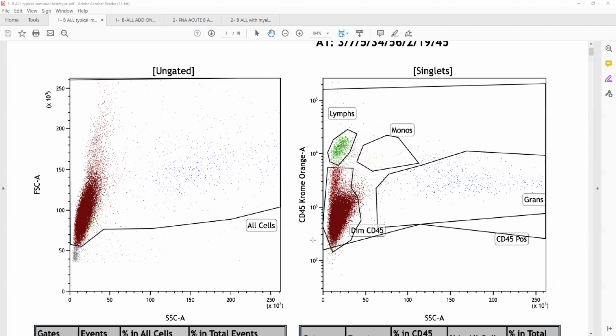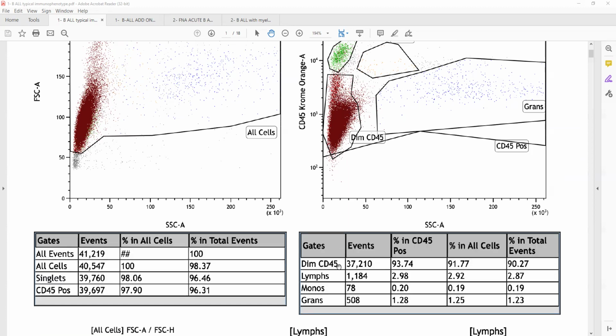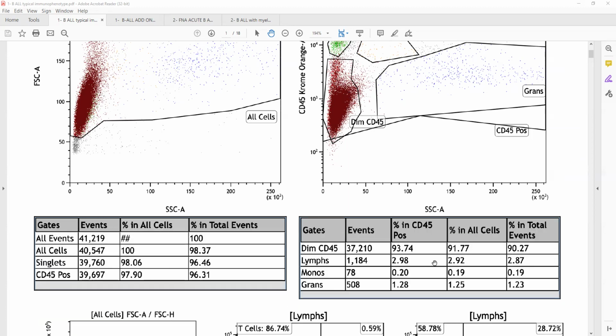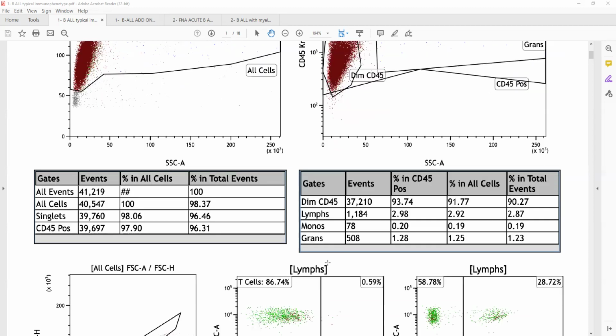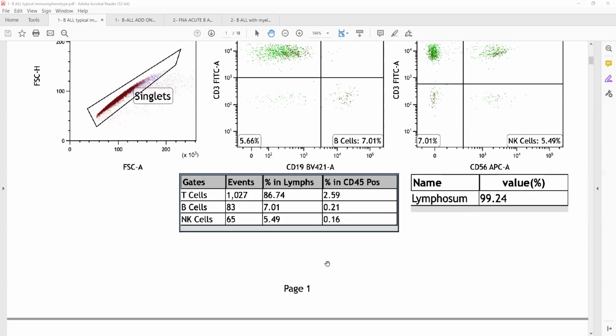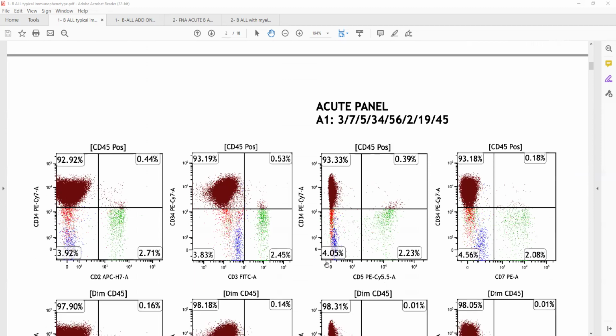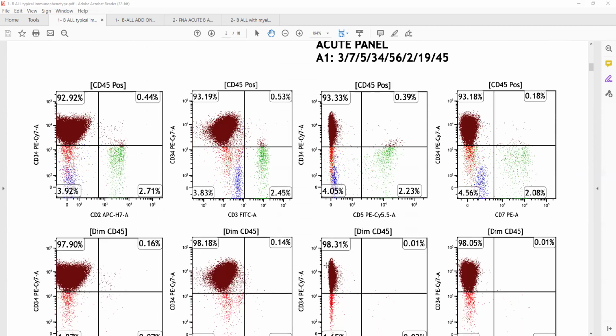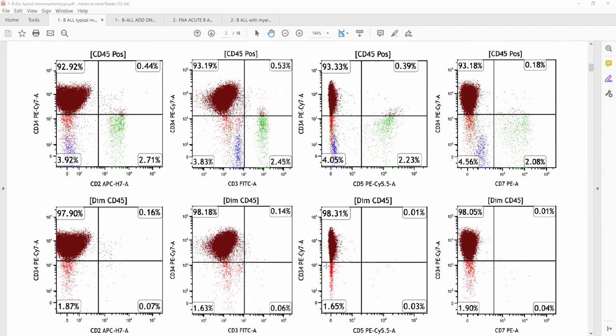Now, with all that knowledge in mind, let's look at this case here. We do have an expanded dim CD45 population. This population comprises about 91% of all the cells that are identified in this bone marrow aspirate. However, you should not be using flow cytometry to decide or to quantitate the number of blasts that you have in your sample. And this is something that we discussed in a separate video.